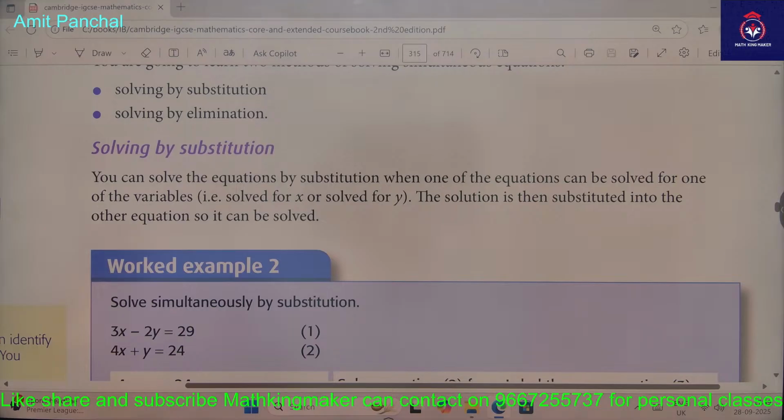There is no hard and fast rule that you have to make the substitution from equation number 1. You can make substitutions from equation number 2 as well. Yeah, I understood that. That's what I'm doing right now, actually.